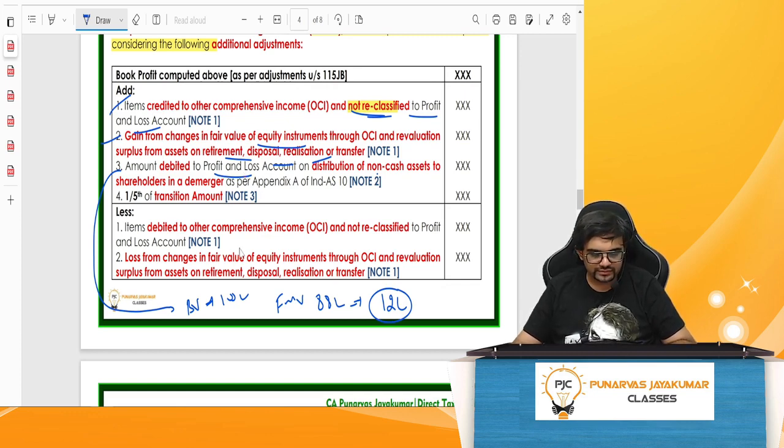On the other hand, reverse case. Are you understanding this? Amount debited to P&L account on distribution of non-cash assets to shareholders in demerger. Book value is 100, FMV is 88. So that 12 lakhs will be recorded in the book profit, which is a loss. But now I have to add it back because that effect has to be neutralized. Basically, the effect of demerger has to be neutralized as per the lawmaker. Makes sense also because that will give me my final book profit.